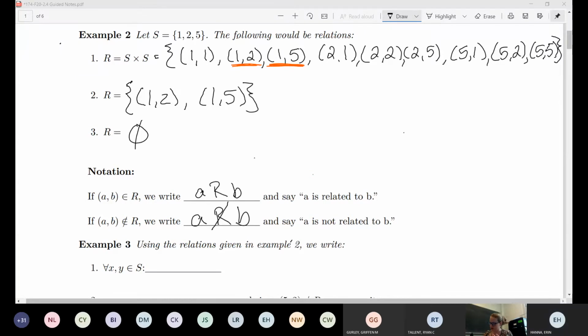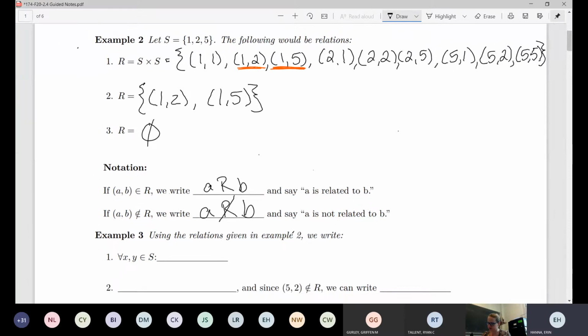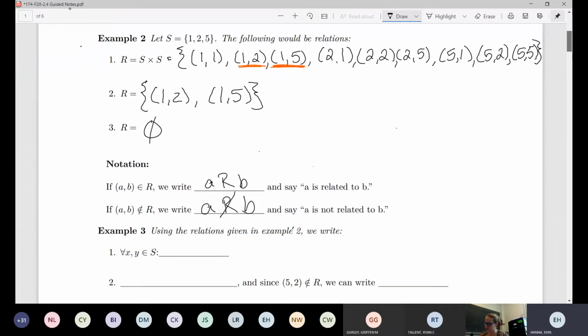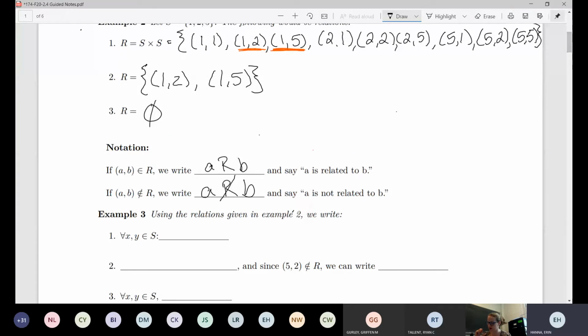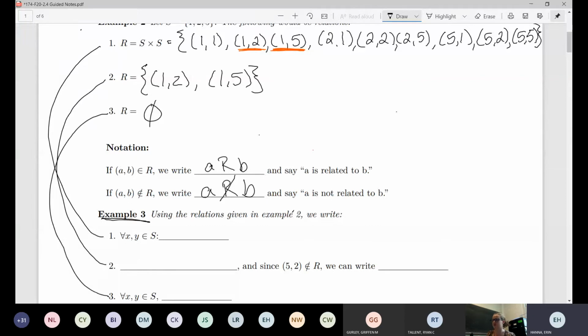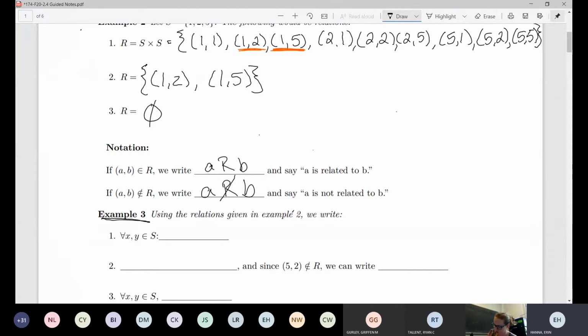So maybe I should zoom out a little bit, because this next thing refers to the thing above it. That's good enough. This next example is talking about the relations above. Number 1 in this one is related to the S cross S, the second one is related to the (1, 2) and (1, 5), and the third one is related to the empty set one. So to refer back to that later, I'm going to put the relations next to them in case you're looking back at this later and forget that it's related to the thing above it.